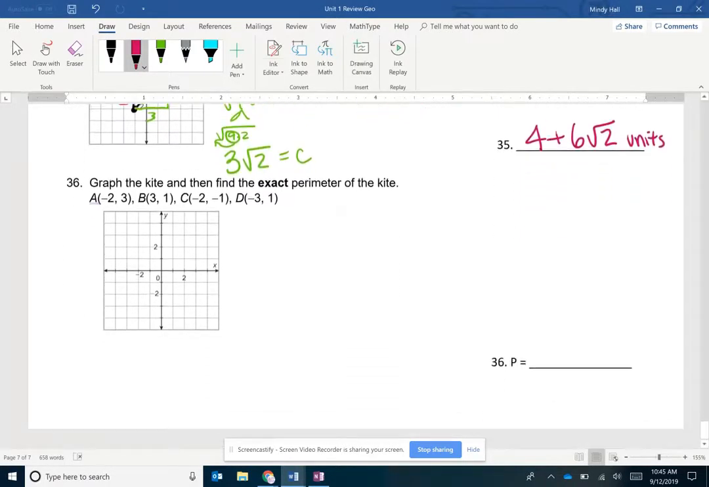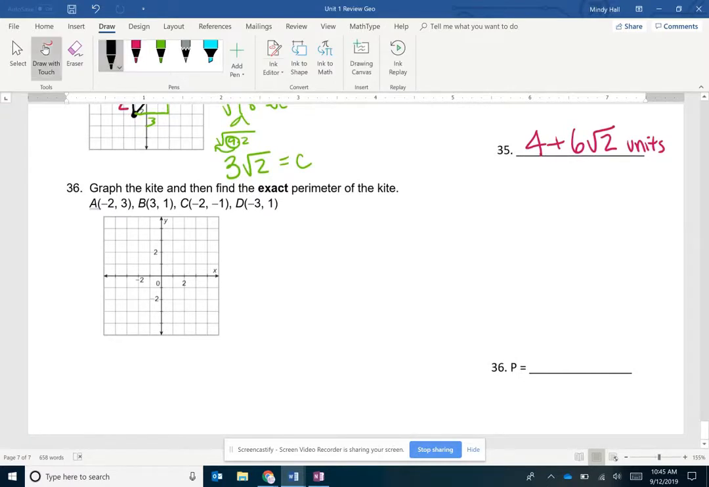So then for 36, we plot it real quick. -2, 3, 3, 1, -2, -1, and -3, 1. All right, so since this is a kite, looking at this, we have a rise of 2, run of 1, down by 2, run of 1. So these two are going to be the same.